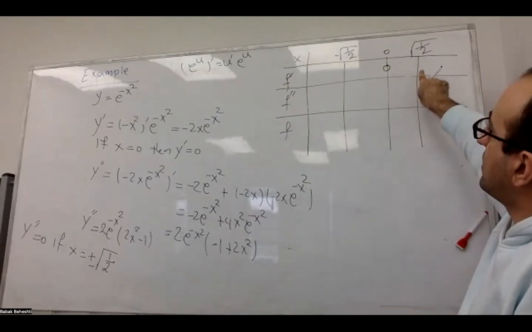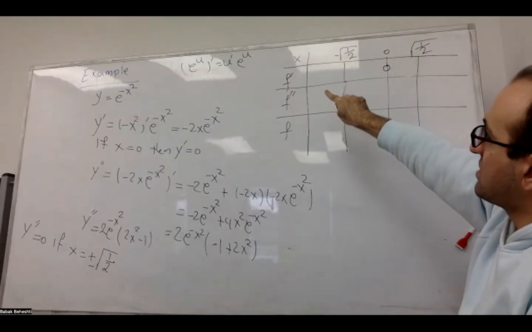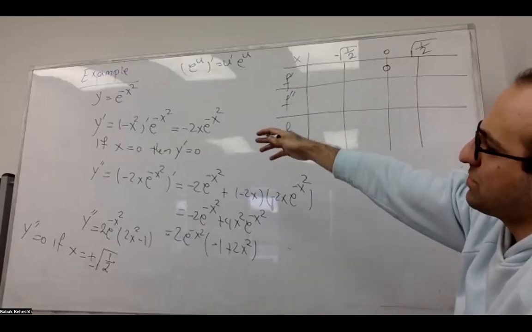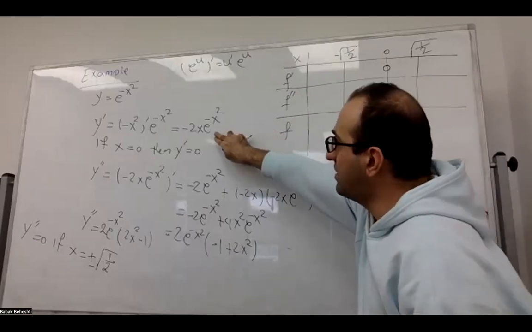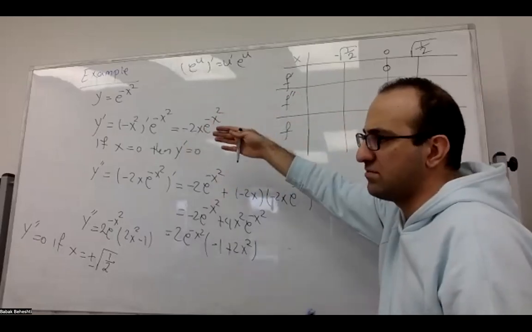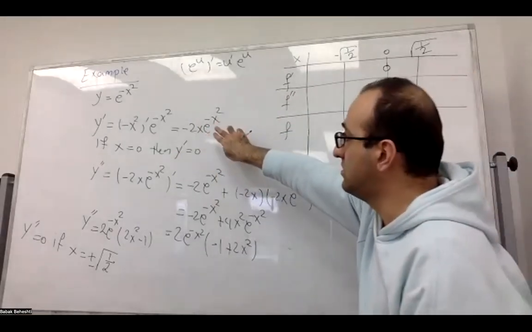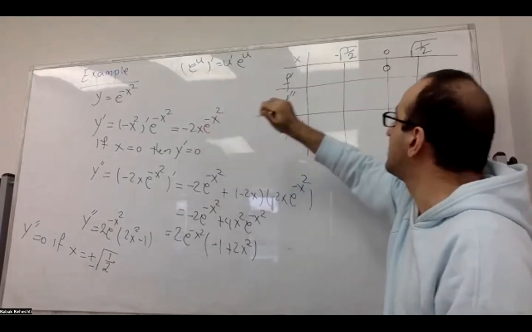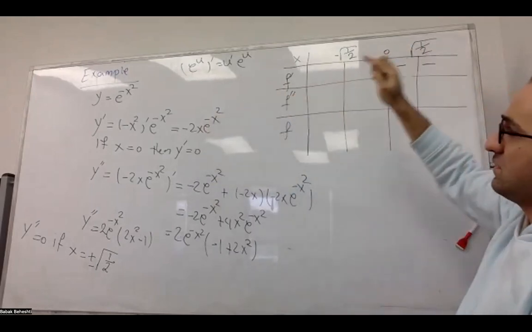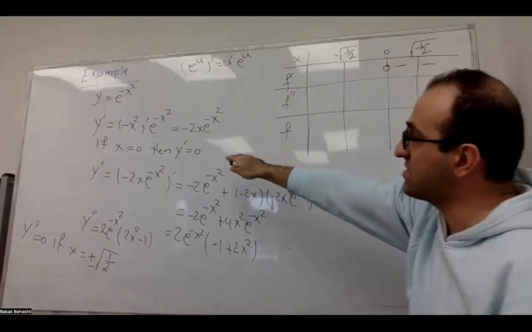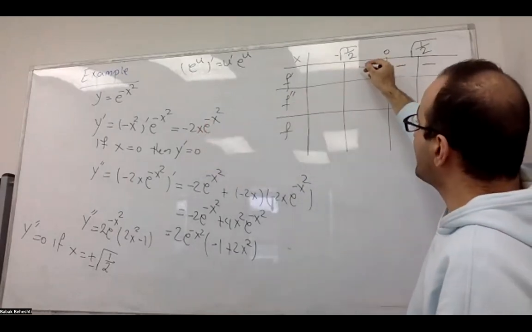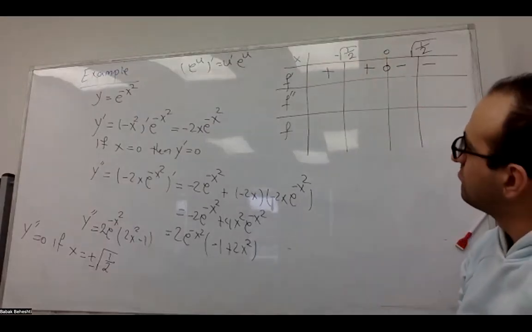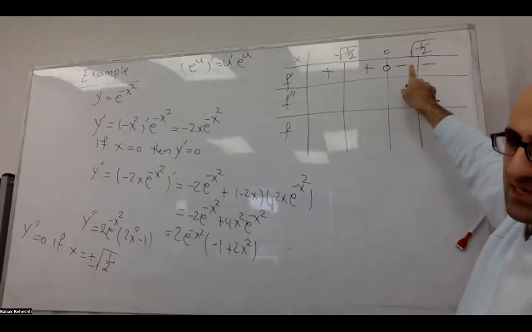It's important to know when f prime is positive and when f prime is negative. So what is f prime? F prime is minus 2x times e to the power minus x squared. When you have e to the power something, that is always positive, so you don't need to worry about this. The sign of f prime only depends on minus 2x. So if x is positive, f prime would be negative. If x is negative, f prime would be positive. So that is the sign of f prime. I will tell you why this is important.